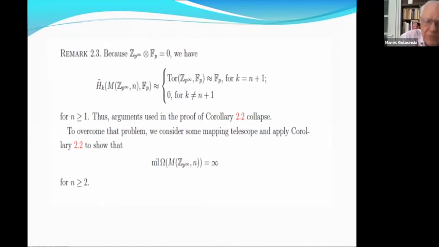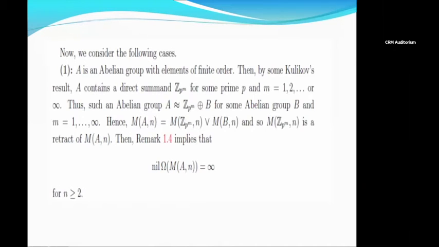But why do we start from this? Okay, so consider the following case. Let A be an abelian group in which every element has finite order. That means that any element in this group is torsion. Then it is well known from group theory, a result by Kulikov, which says that A contains a direct summand Z/p^m, for some p, and m could be not only any number, but also infinite.